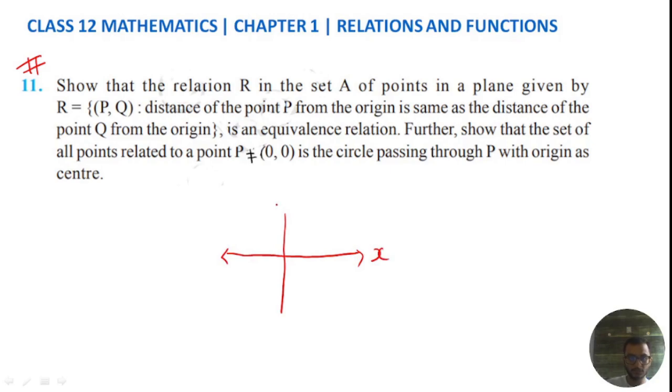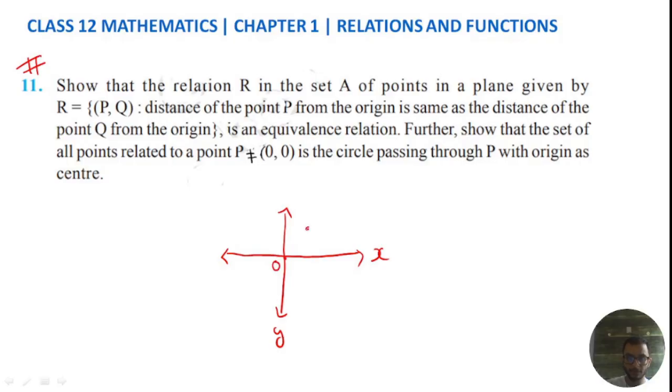This is x-axis, this is y-axis. All points are universal from set A. Set A is all of these points. Okay, now what is the relation? How will two elements be related? If their distance from the origin is the same.